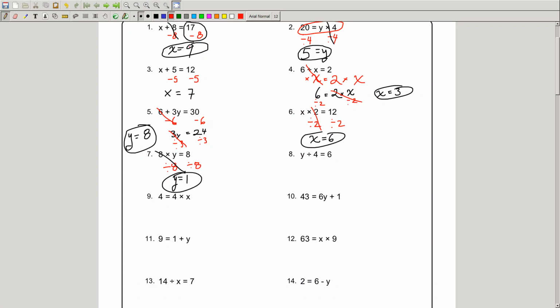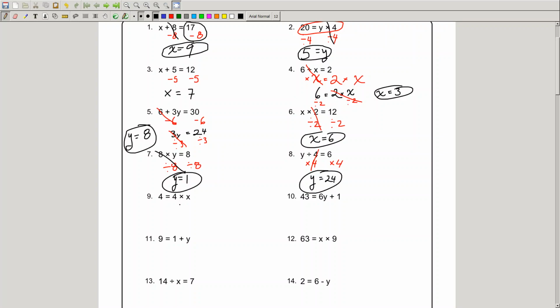Here I've got y divided by 4 equals 6. I have to do the opposite to dividing by 4. Cool, I'll multiply by 4. The 4's cancel on the left. I've got y on its own, and 6 times 4 equals 24. Done.